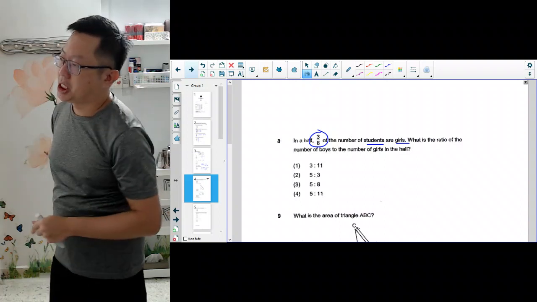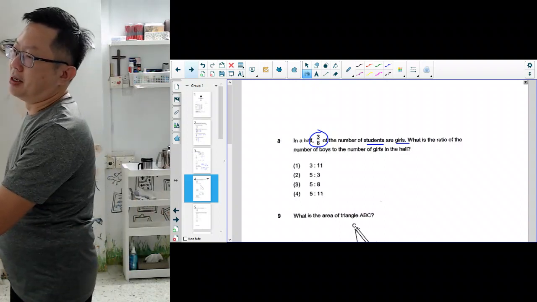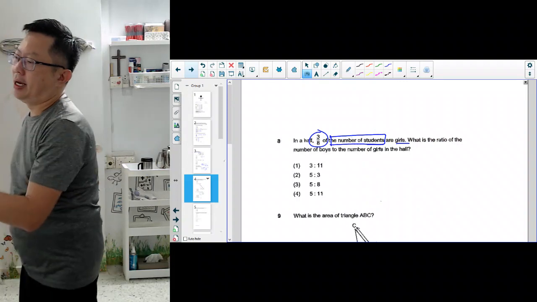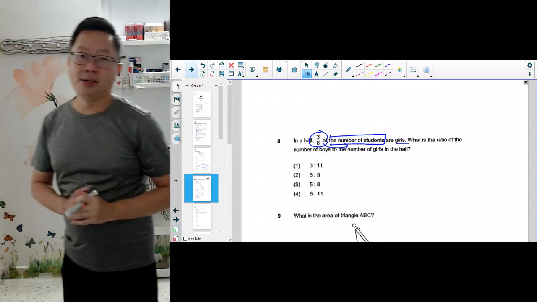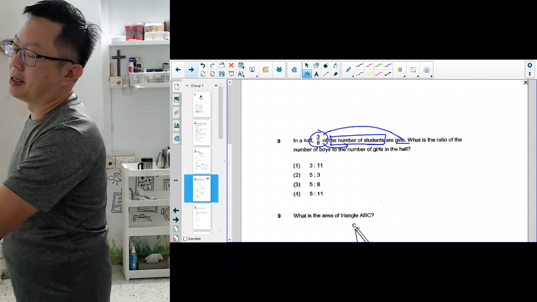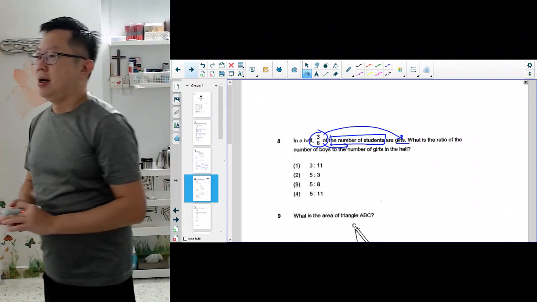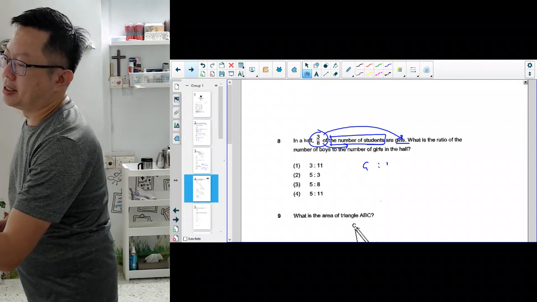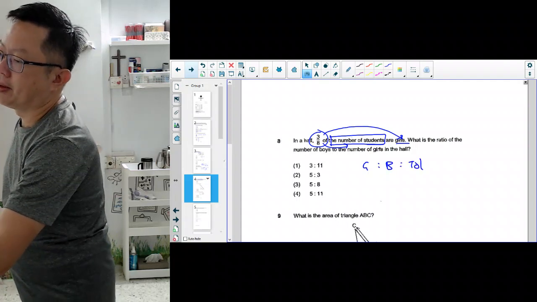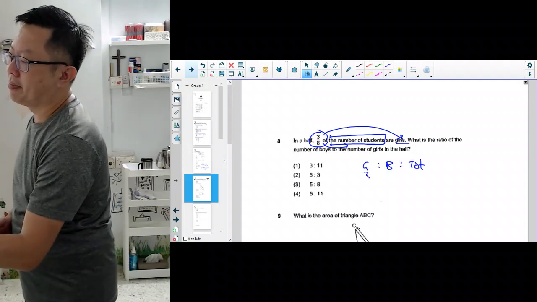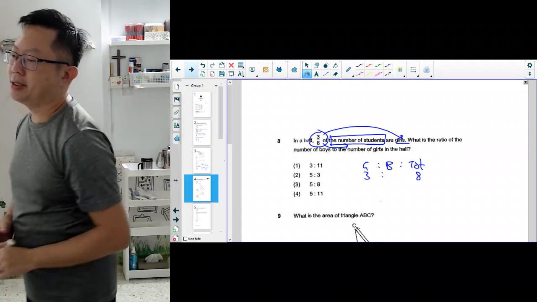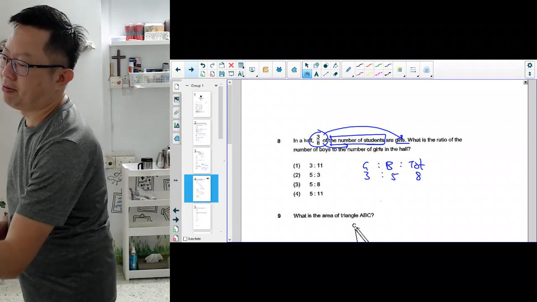So if you look at this fraction, it is talking about the students. There are a total of 8 boxes of students, and 3 units, or 3 boxes, are girls. So how do I convert to a ratio? I will have girls to boys to the total. If the girls are 3 units and the total is 8 units, then the boys must be 5 units.